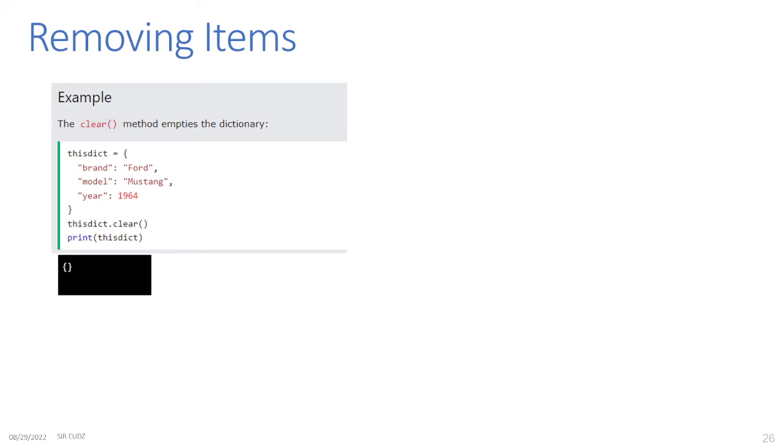In contrast, we have the clear method. The clear method will just empty the dictionary, but the dictionary still exists. So we have here this equals brand Ford, year, this.clear(), open close. If we print this one, it will not raise an error because this dictionary still exists, but it is empty. So it will print just an empty dictionary.